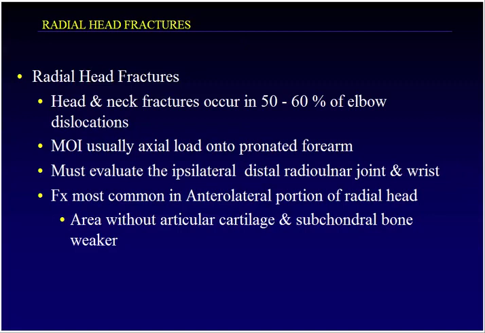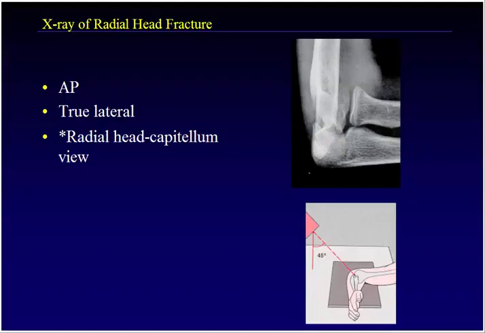The fracture is most common in the anterolateral portion of the radial head, and that's significant, because that is an area where there is typically little articular cartilage and the subchondral bone is the weakest. That's why it fractures in that area. For radiographic imaging of radial head fractures, get an AP, a true lateral, and sometimes a radial head capitellum view, which is taken with the beam oriented 45 degrees to the flexed elbow as you see here, and that can really show you very clearly both the capitellum and the radial head.